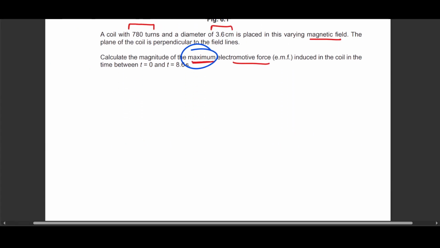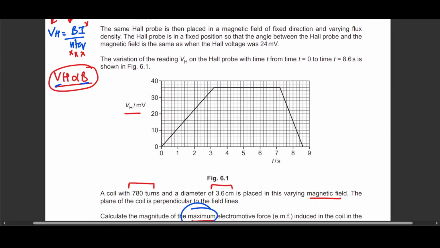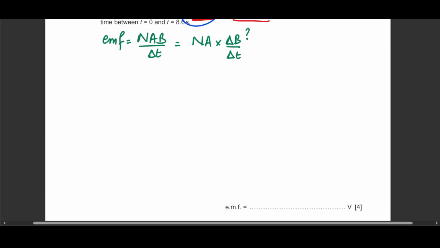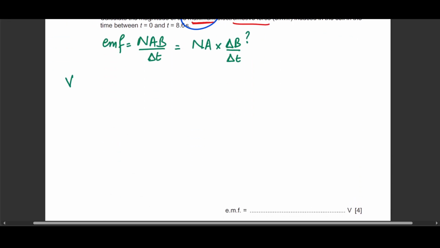So for EMF, the standard formula that we have is EMF equal to NAΔB divided by change in time. So N is a constant, cross-sectional area is a constant, but the rate of change of magnetic field is not constant. It is going to come from the gradient of the graph, right? But do we have the magnetic field, or the rate of change of magnetic field? Because the graph is for Hall voltage. Yes, we do. How? Because we have understood that Hall voltage is proportional to B from the previous equation.